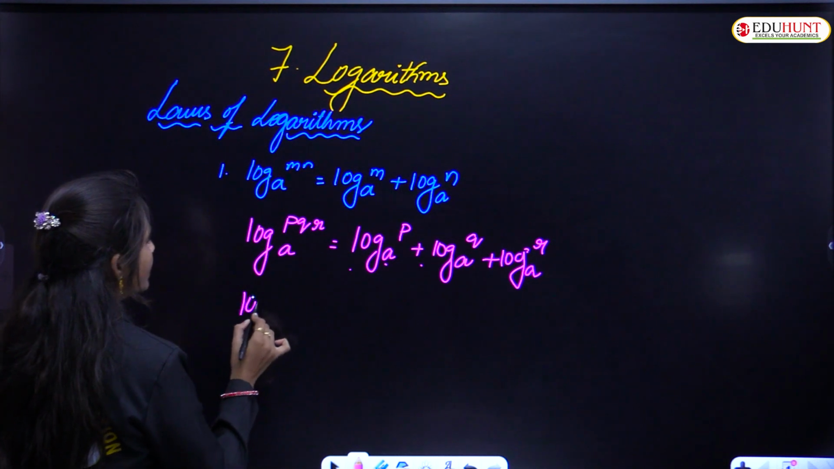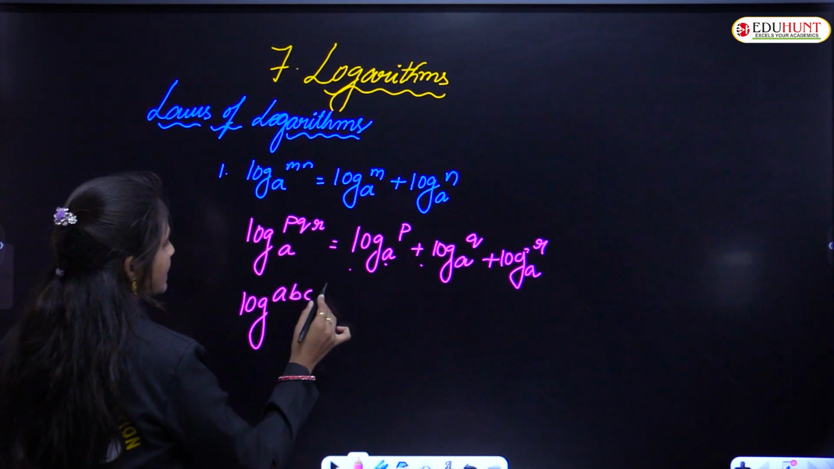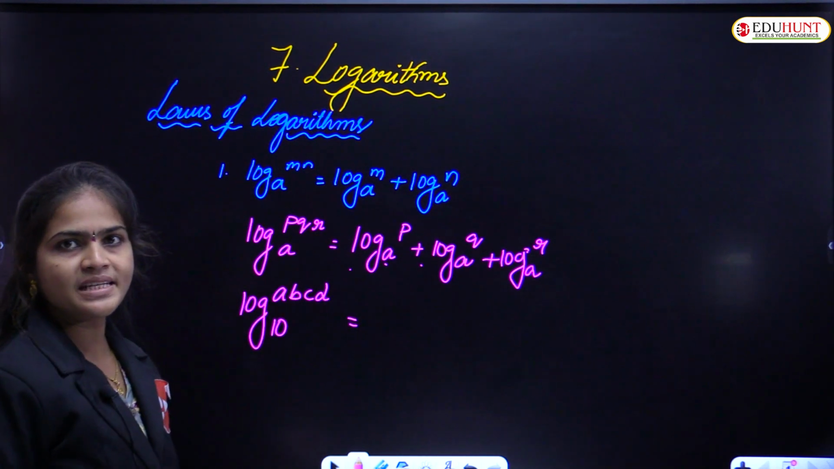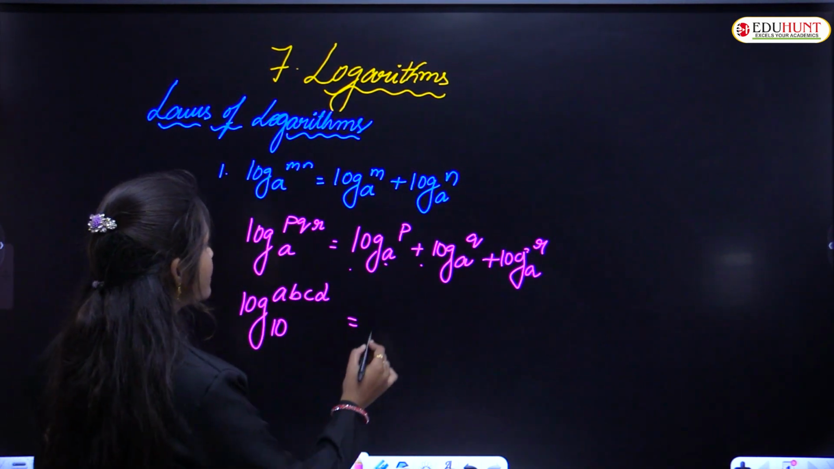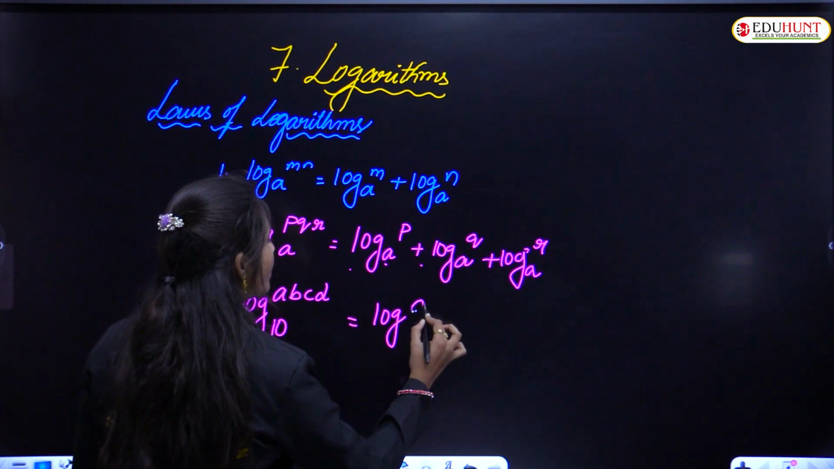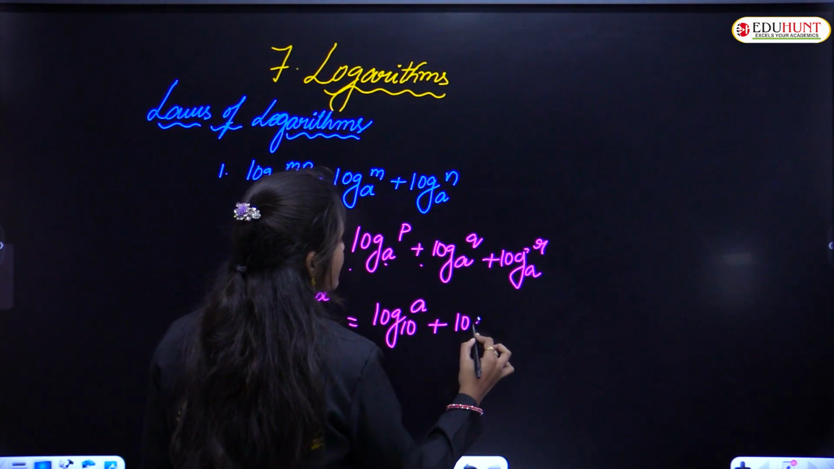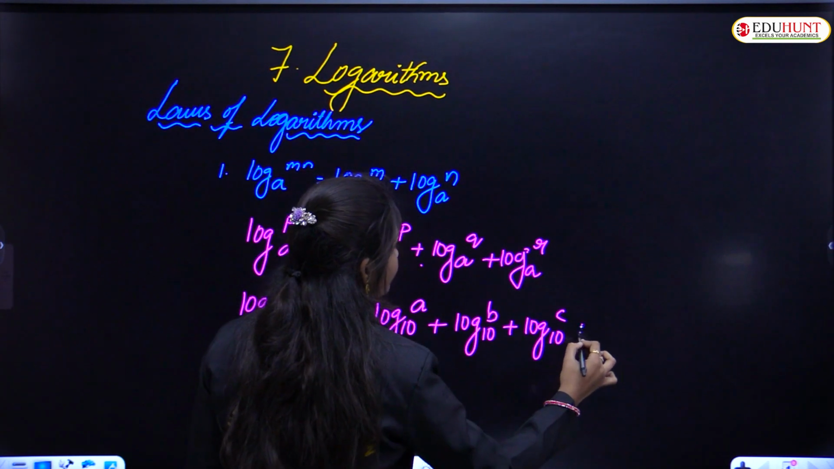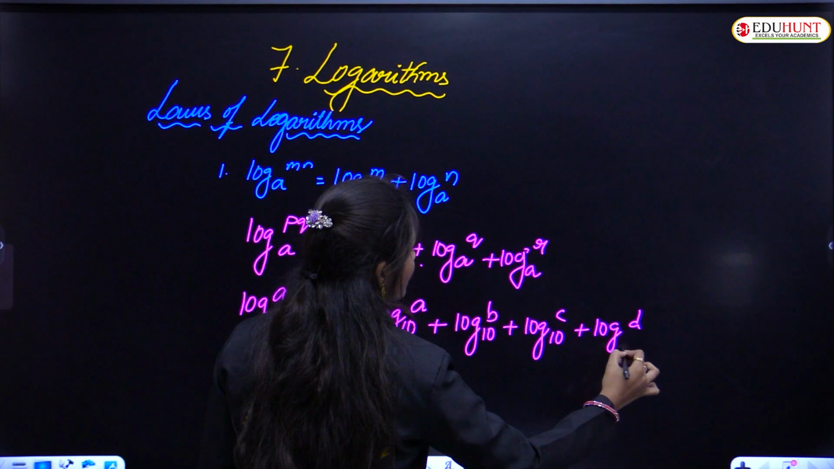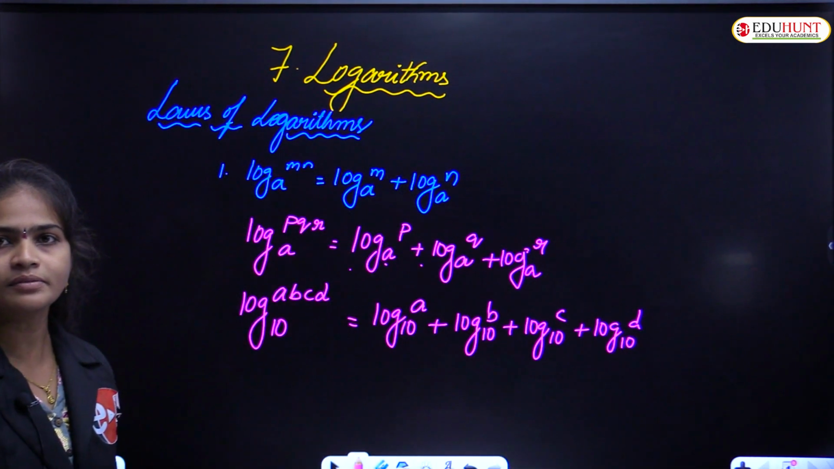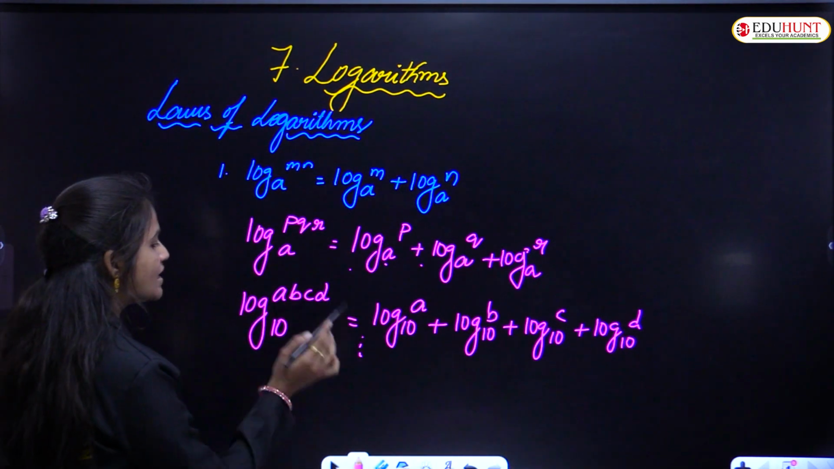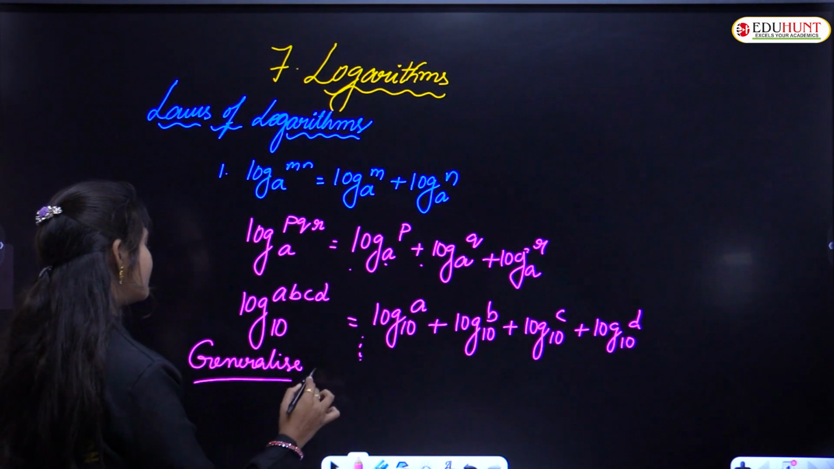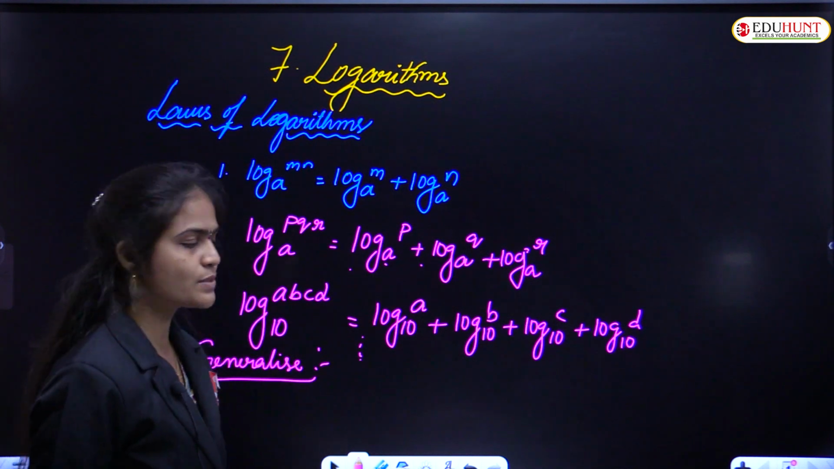Okay, so like that only here log abcd to the base 10. So how we can write this? Yes, same formula: log a to the base 10 plus log b to the base 10 plus log c to the base 10 plus log d to the base 10. Did you understand here? Okay, so like this way how we can generalize that. So from this one we can generalize that. What we can generalize from this one?